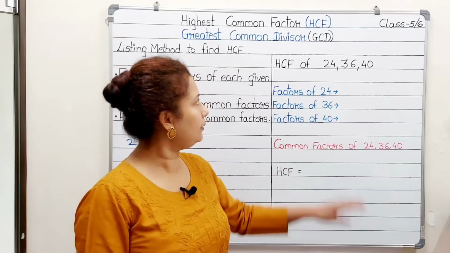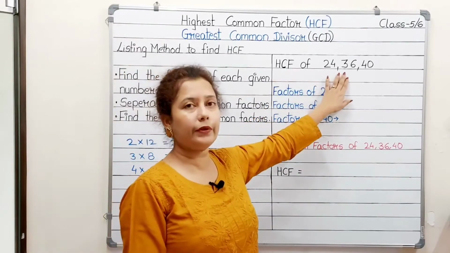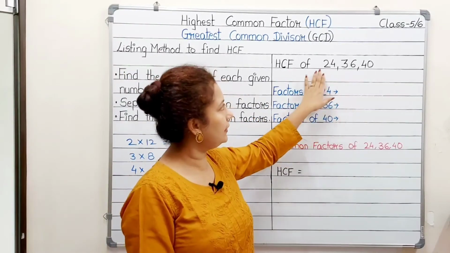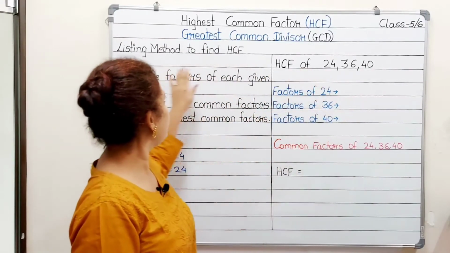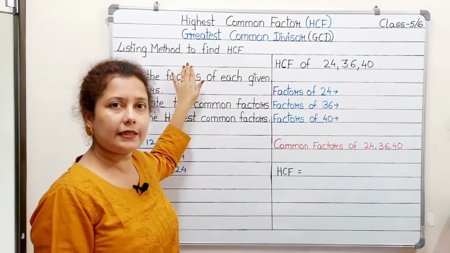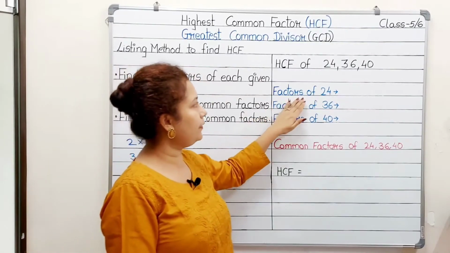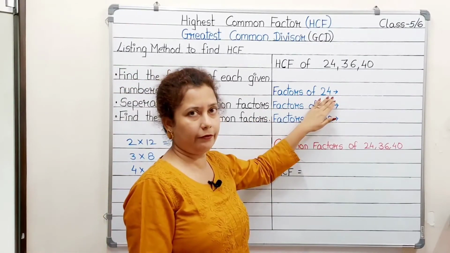Next, we will see how to find HCF of three given numbers. Here the given numbers are 24, 36 and 40. So we will find HCF by listing method. Steps remain same. First we will find factors of 24.